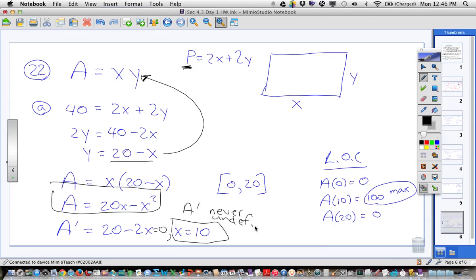If you want to use 0 and 20 as endpoints and do a list of candidates, that's fine. But you could also do this as a number line. You could say the endpoints don't really make sense, so my only candidate is 10. Do an A prime kind of number line, and then explain it. Again, if you do that, make sure you write it out and say always. A prime is always positive before 10, always negative after 10. So A is always increasing, then always decreasing, so it's a max. Somehow you've got to justify that that is a max. Either your list of candidates, number line, something to that effect.